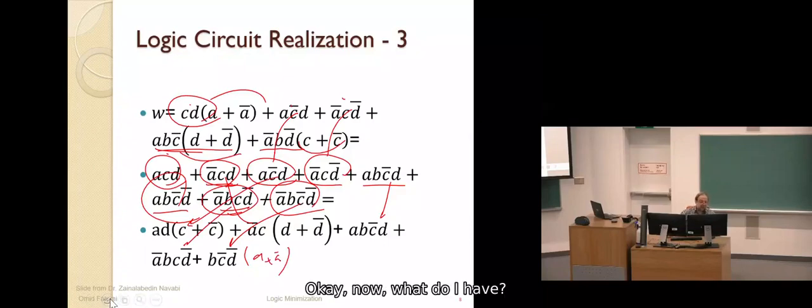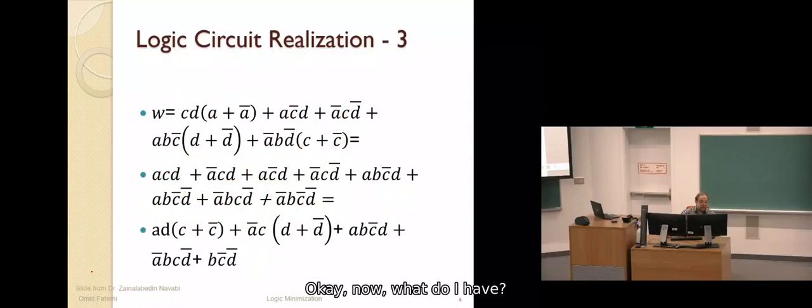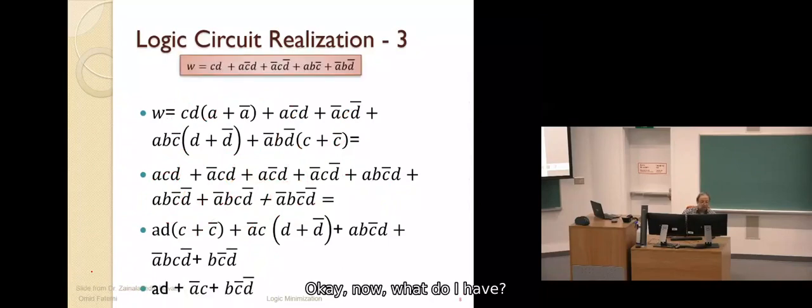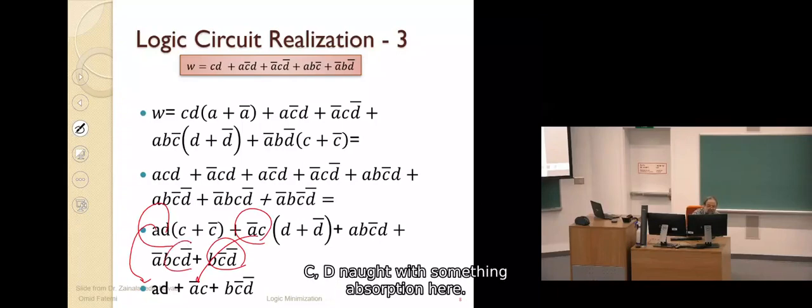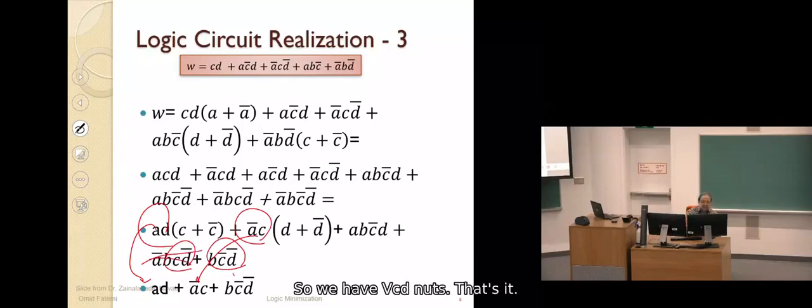Okay, now what do I have? What do I have? AD. This is AD. This is A naught C, and this is BC D naught. And here again we have BC D naught with something, absorption here, so we have BC D naught. That's it? Oh no, this one. AB C naught D. AB C naught D.